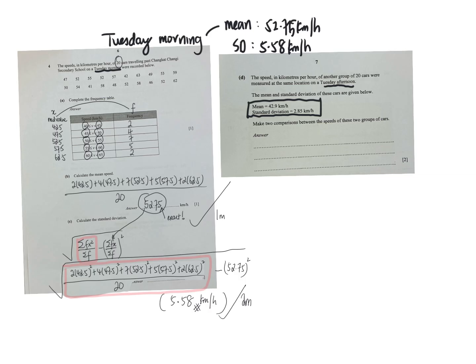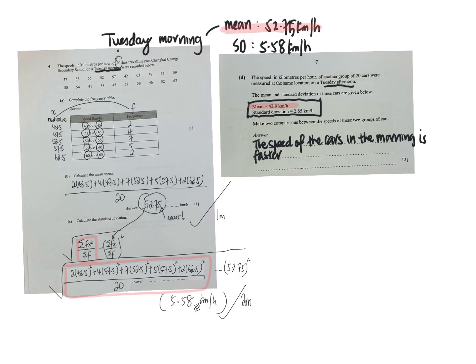So first comment. Okay, listen to this part. First comment, you compare the mean between morning and afternoon. It looks like morning has a higher mean. So you must tell me that the speed of the cars in the morning is slower. Because, oh no, it's faster, sorry. It's faster. You cannot just tell me it's fast. You must give me evidence. If you don't give me evidence, I cannot give you the 1 mark.